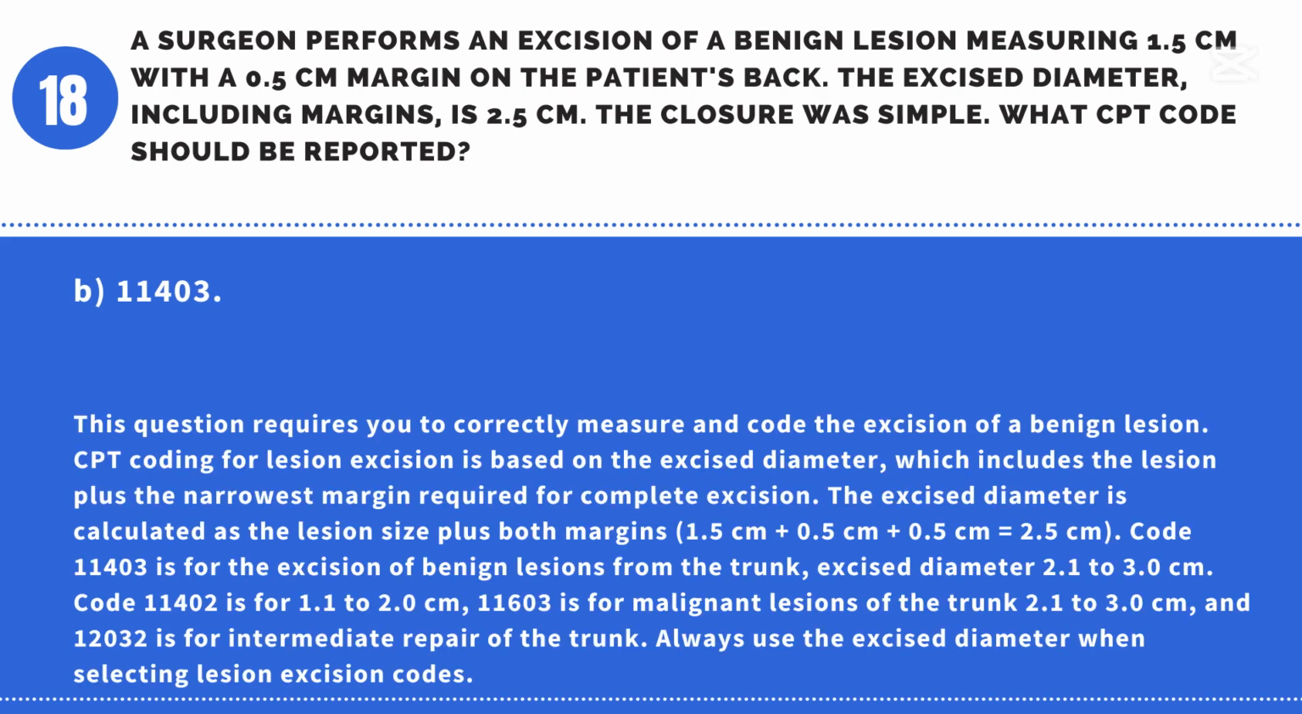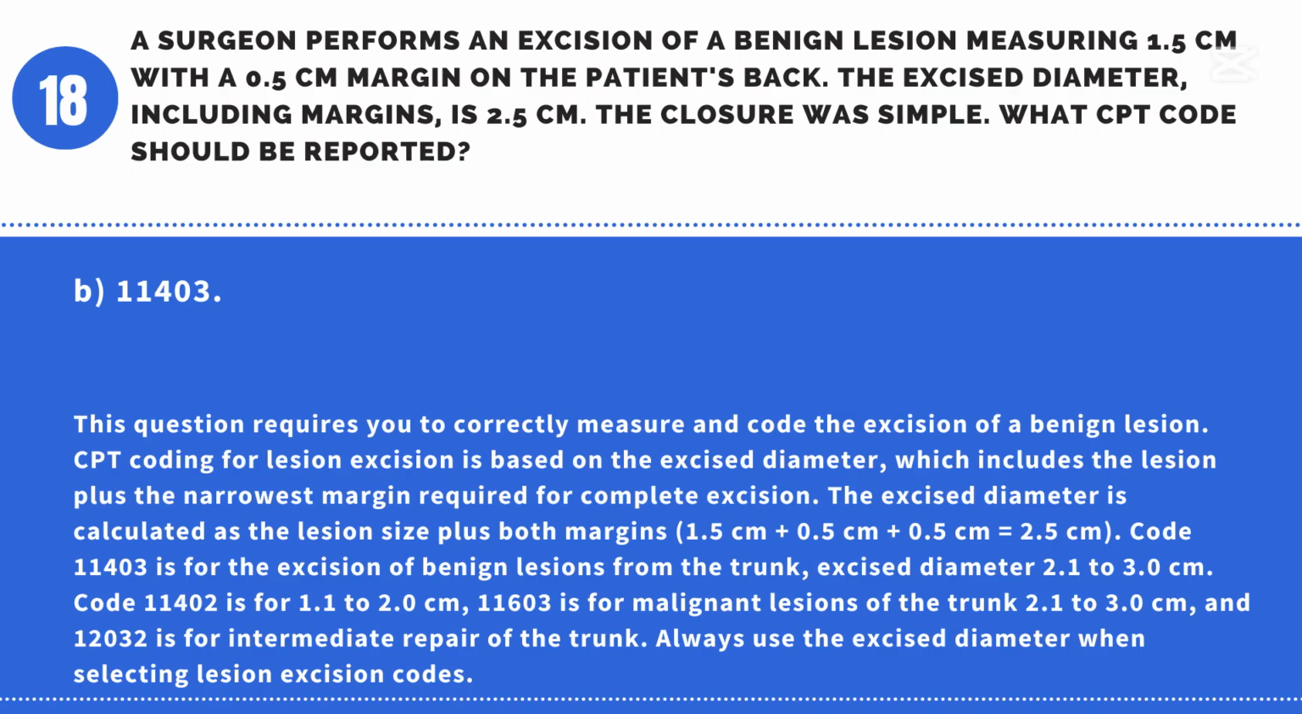Answer: B. 11403. This question requires you to correctly measure and code the excision of a benign lesion. CPT coding for lesion excision is based on the excised diameter, which includes the lesion plus the narrowest margin required for complete excision. The excised diameter is calculated as the lesion size plus both margins, 1.5 centimeters plus 0.5 centimeters plus 0.5 centimeters equals 2.5 centimeters.